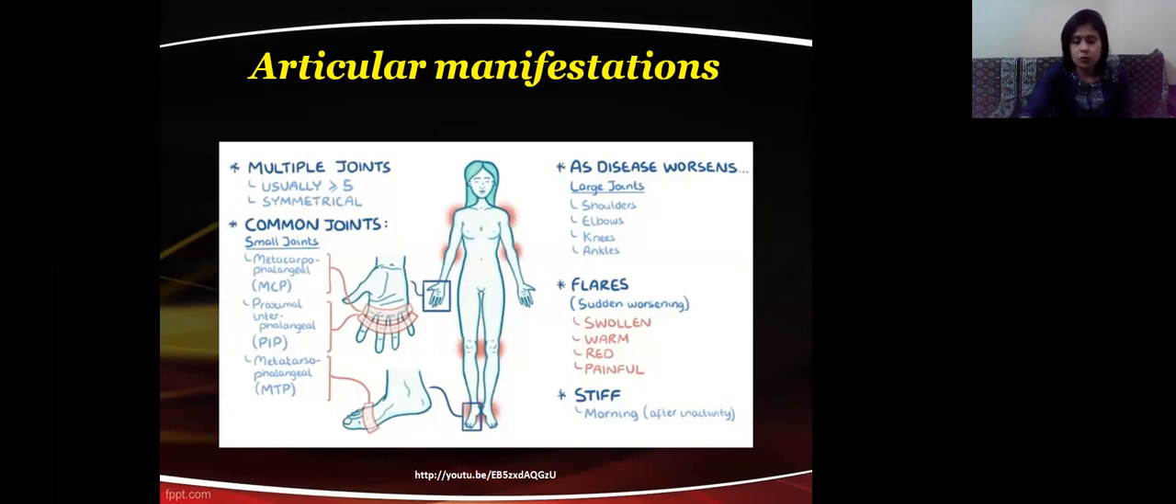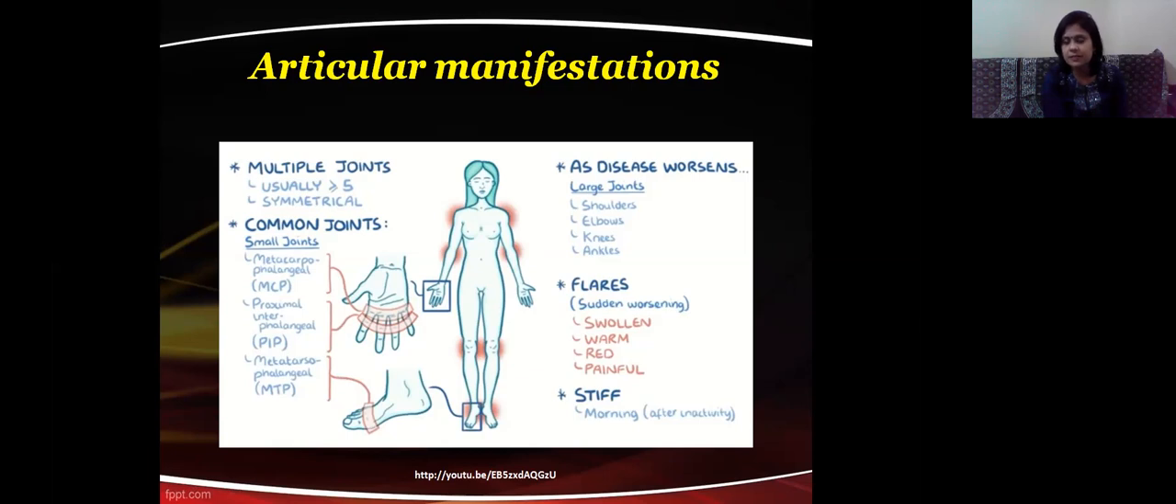If we talk about the most common joints involved in this disease, these are the metacarpophalangeal joints, proximal interphalangeal joints, and metatarsophalangeal joints. As the disease worsens, even large joints will get affected, like the shoulder joint, elbows, knees, ankles, etc.